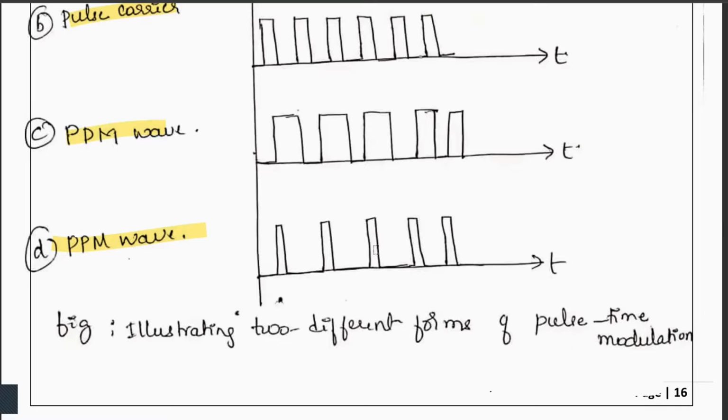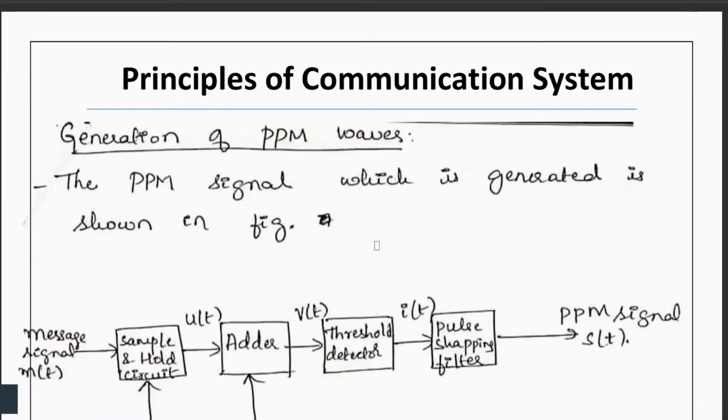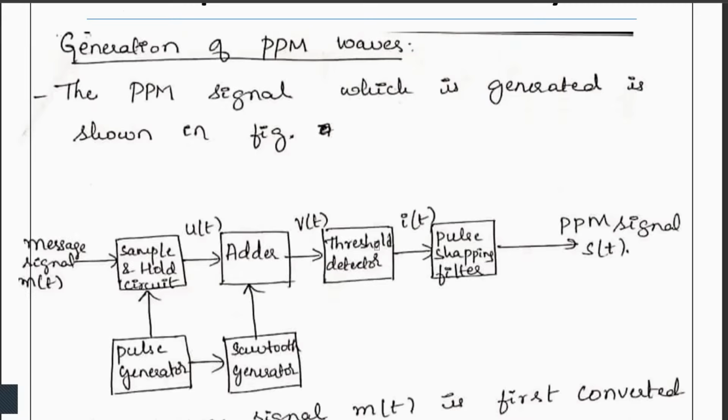We either obtain it like this or this. Next is how it is generated. So the PPM signal which is generated is given by the block diagram like this.